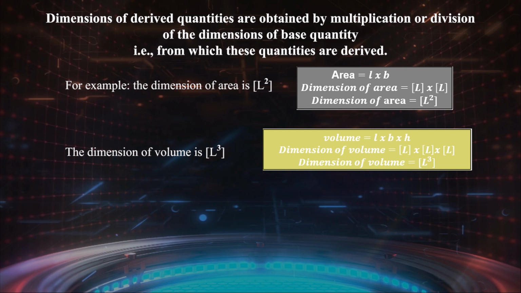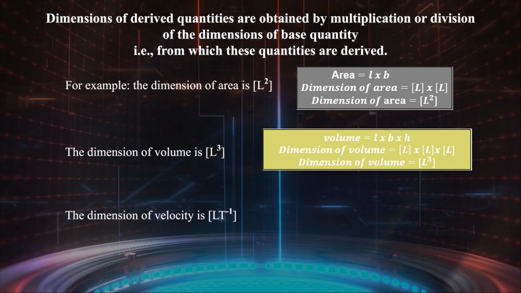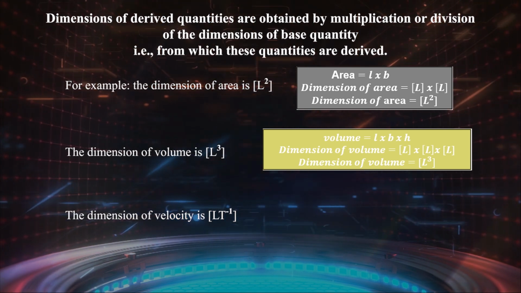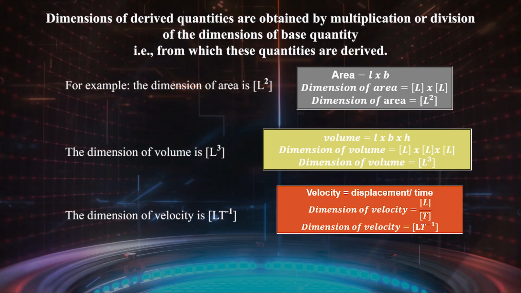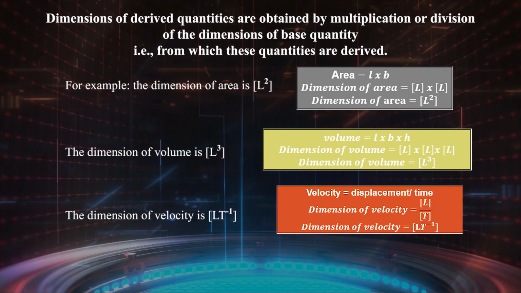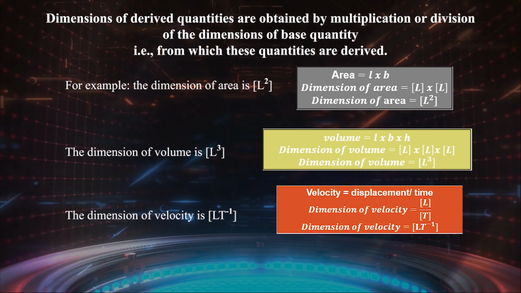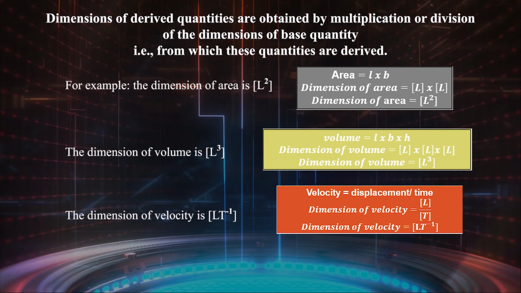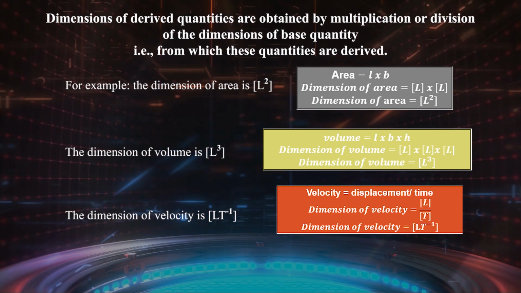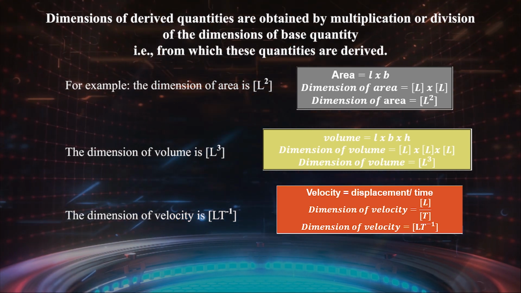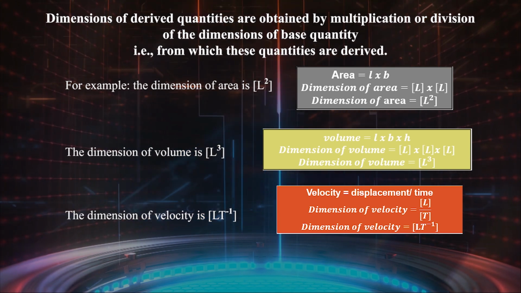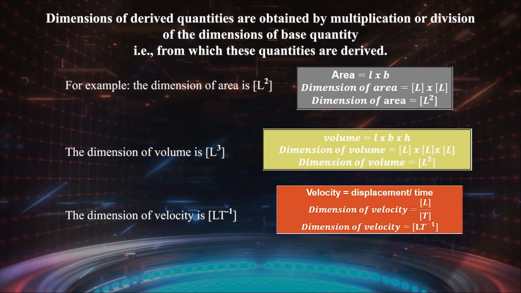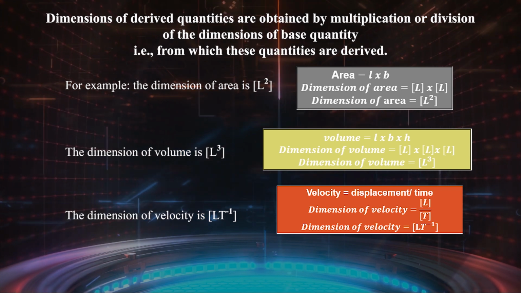Let us see one more formula, the dimension of velocity, which is L T to the power minus 1. Now how can we find this? You can see the formula of velocity is displacement over time. Displacement is a sort of distance that has a direction. Distance is measured in meters, and meter lies in the base quantity length. So you can write the dimension of displacement as L, and the dimension of time is T. When you take the denominator to the upside, you can write it as L T to the power minus 1. So this is the dimension of velocity.